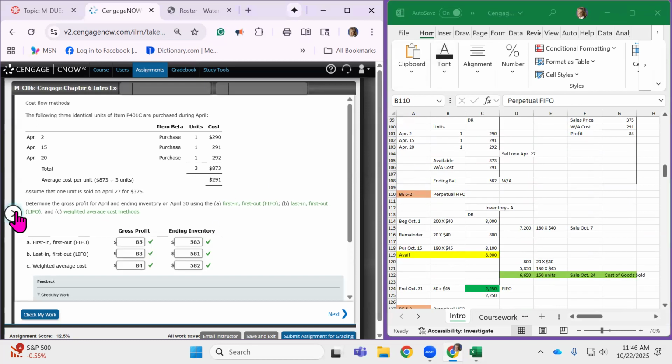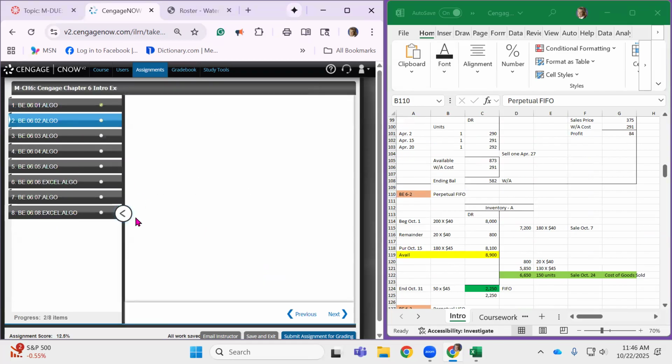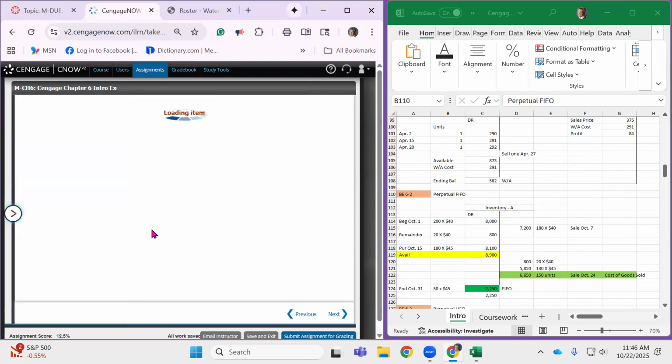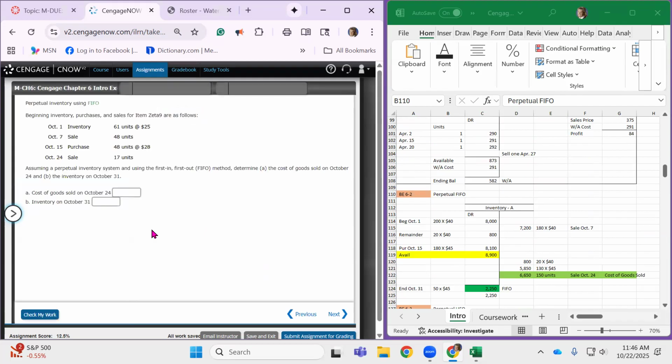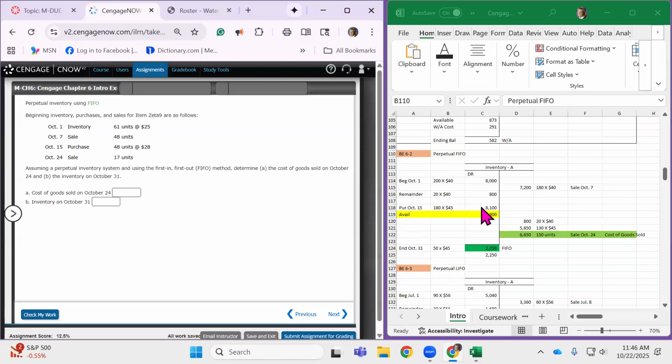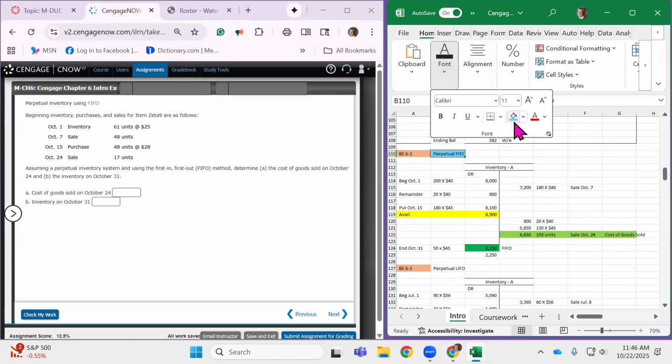So let's go to number 2 now. You're going to get, okay, this is perpetual. So I'm drawing you a picture here with perpetual. Let me go in here and put the new information in. We're going to use FIFO. Perpetual FIFO. There it is. All right.